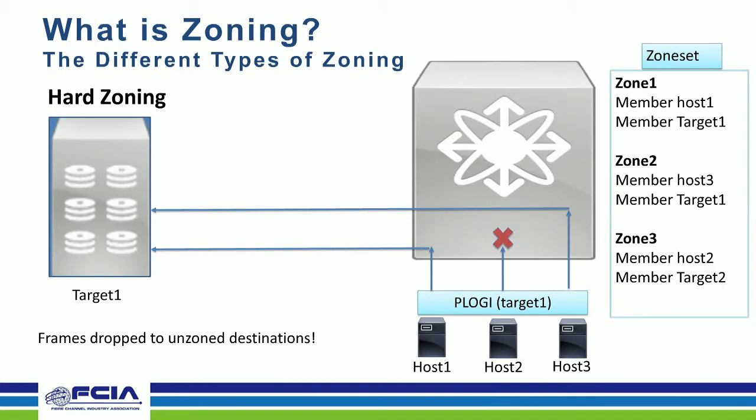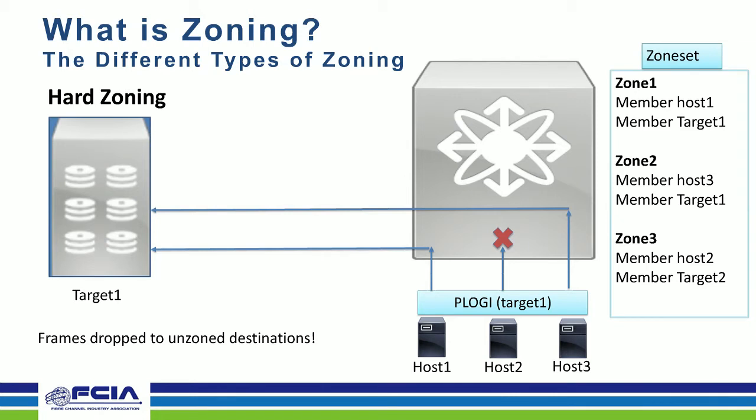Hard zoning, on the other hand, has nothing to do with Fibre Channel name server. In this case here, we have the same basic zone set on the right, and we have three hosts here. And host one and host three are trying to send a port login, a PLOGI, into target one. And we can see from the zone set on the right that both host one and host three are zoned with target one. So the switch permits that and switches that frame out to target one.